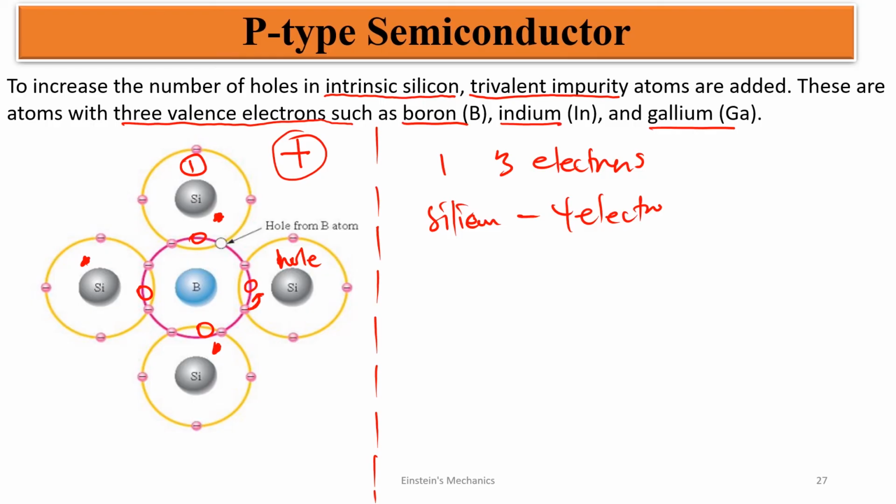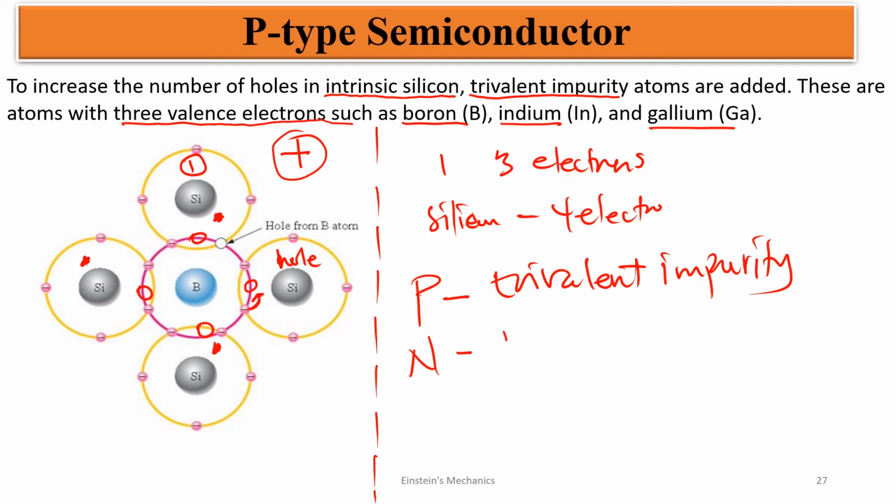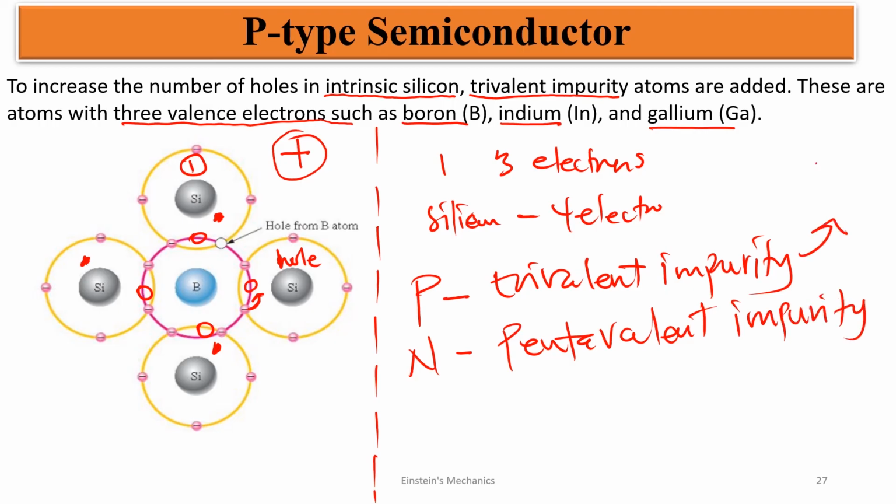Very simple. There's always one more electron to complete. So if one more electron is needed, meaning a hole is present, giving it the positive type. So the p-type is caused by what? Trivalent impurity, whilst the n-type is caused by what? Pentavalent impurity. This is leaving the hole. This is also sending an electron.